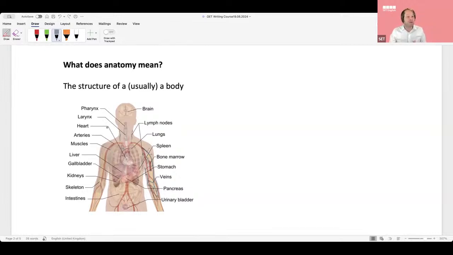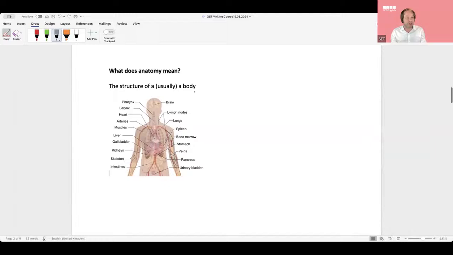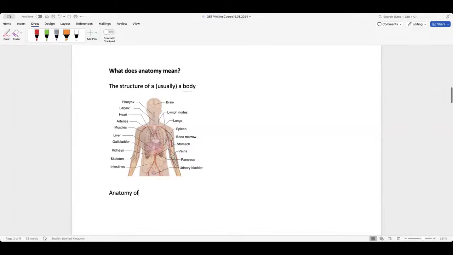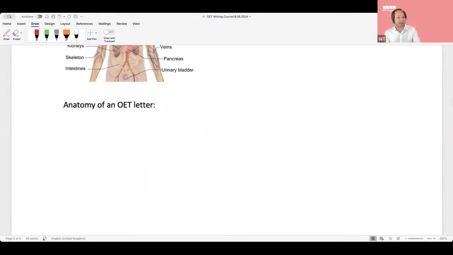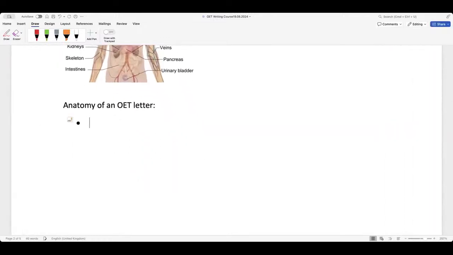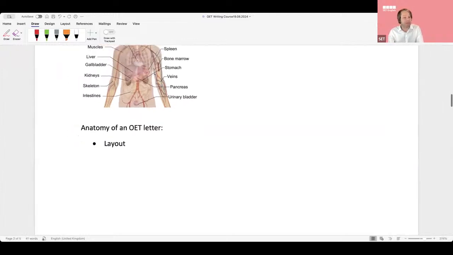But today I want to focus on not the anatomy of the body. What are we going to focus on today, guys? Anatomy of the letter. Anatomy of an OET letter. Okay. So what does that mean exactly? Well, the structure of the letter. The structure, but in OET, what is the structure? What structures do we look at? Format, yes, but actually, I'm going to say layout. Okay, so we're going to look at the layout of a letter.